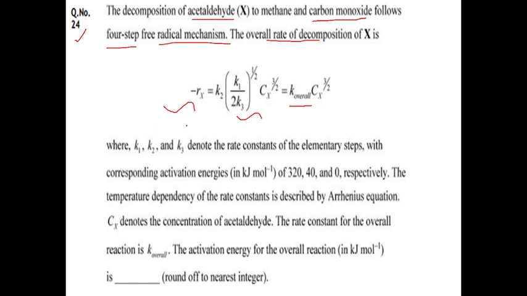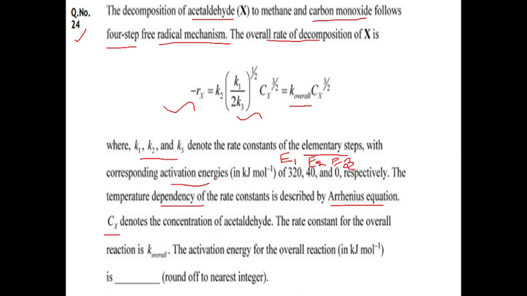Here minus Rx is nothing but the overall rate of decomposition of X. K1, K2, K3 denote the rate constants of the elementary steps with the corresponding activation energies. So activation energy: E1 is 320 kilojoule per mole, E2 is 40 kilojoule per mole and E3 is 0 kilojoule per mole respectively. The temperature dependency of the rate constant is described by the Arrhenius equation. Okay, K is equal to K naught into e power minus E by RT.